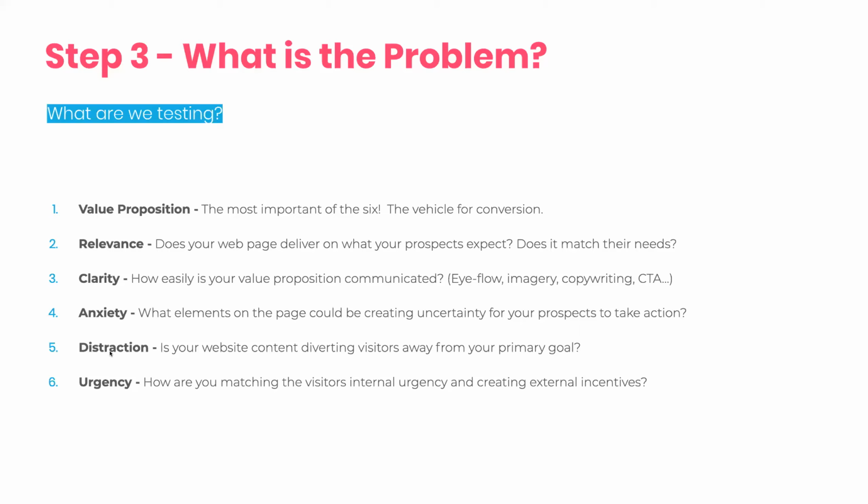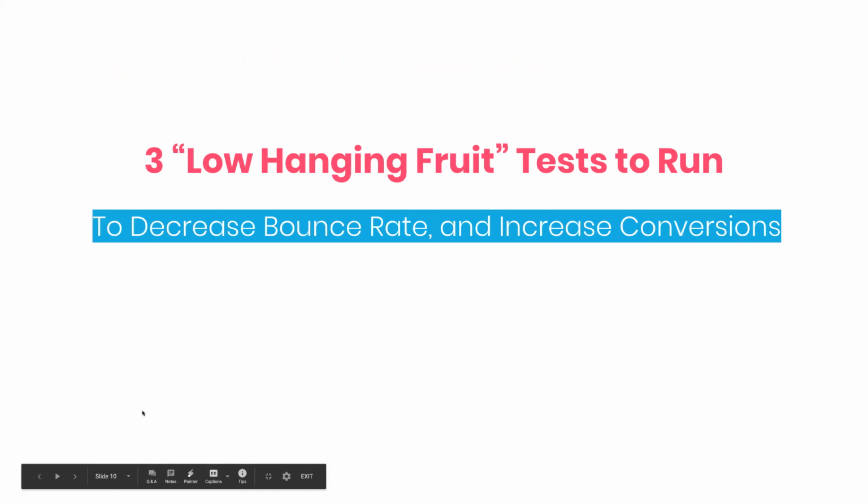So once you understand what the page is, really going through this list and understanding, okay, what is it that we feel is going to be the problem that we need to fix? Once you do that, then you can run your tests. Now I'm going to get to the part where I think it's probably one of the most interesting parts, which is 3 low-hanging fruit tests to run.